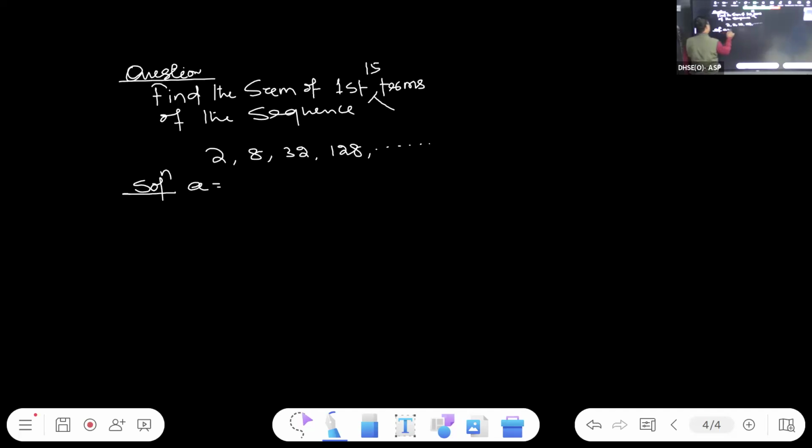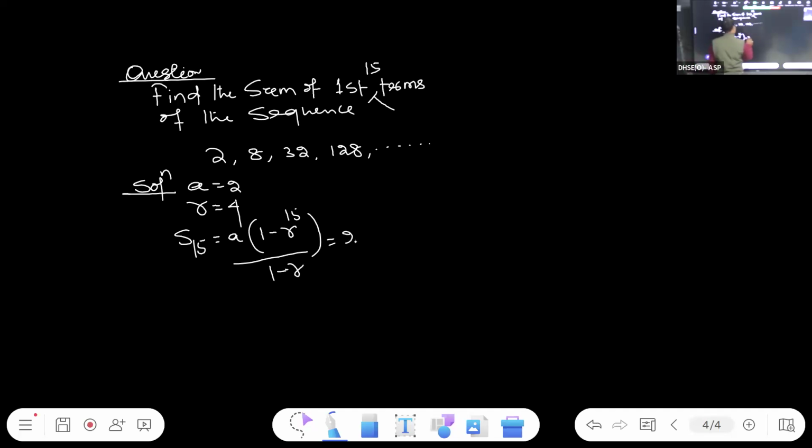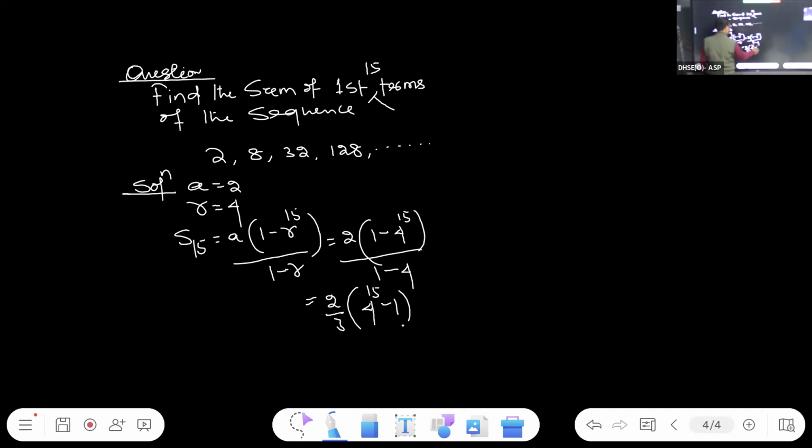Here A is equal to 2. The common ratio R is equal to 4. So S15 is equal to A into (1 minus R to the power 15) upon (1 minus R). So this is equal to 2 into (1 minus 4 to the power 15) upon (1 minus 4). This is equal to 2 upon 3 into (4 to the power 15 minus 1).